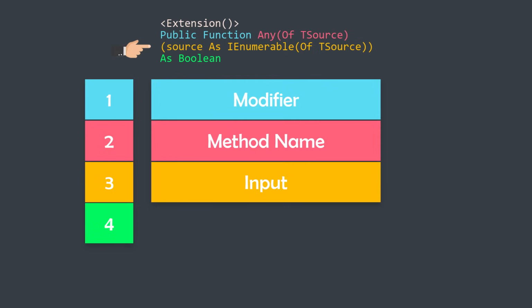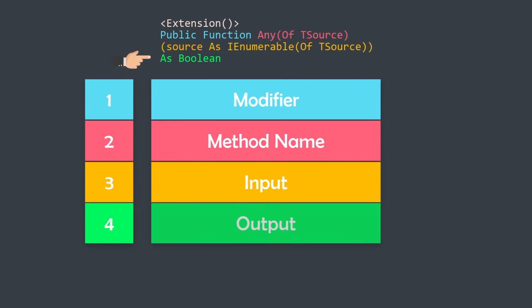For example for this method we only have one input parameter. This parameter is called source. It's of type IEnumerable of TSource. After the brackets we have the word as, then we have a data type. In this example we have Boolean. This will be the type of the output, which we will get from this method. For example, this method returns Boolean.